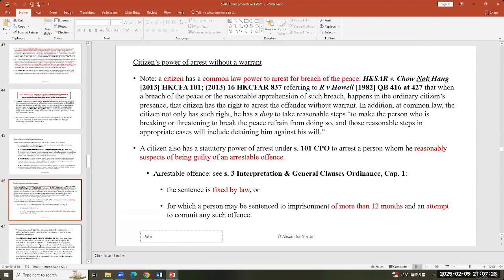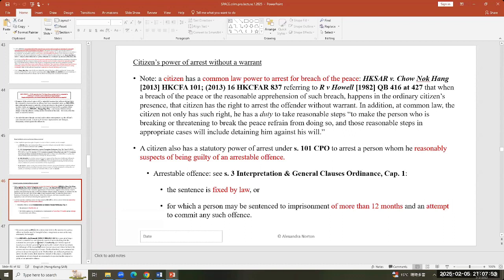But there is this power at common law to arrest for a breach of the peace. So if you see a scuffle taking place on the MTR, you do have this common law power to arrest for breach of the peace. You also have a statutory power to arrest someone under Section 101 of the Criminal Procedure Ordinance who you reasonably suspect is guilty of an arrestable offense, right?